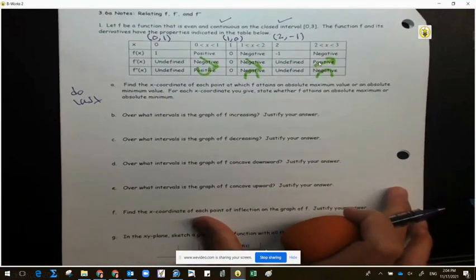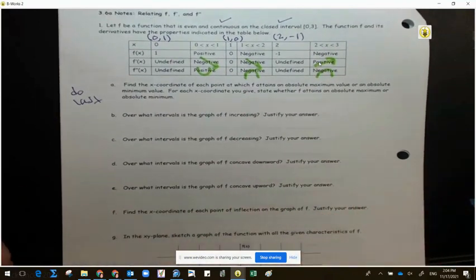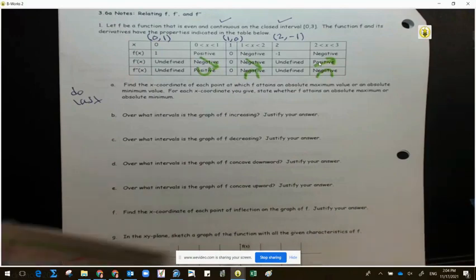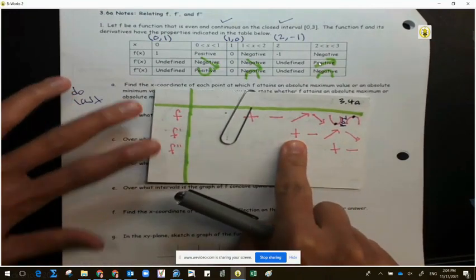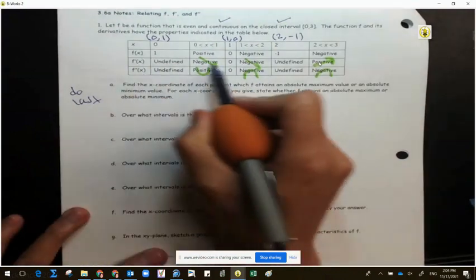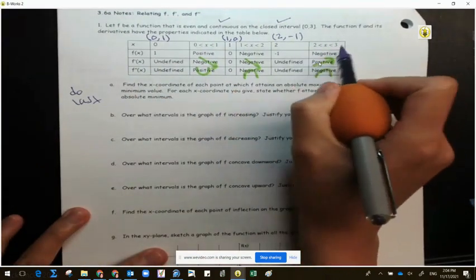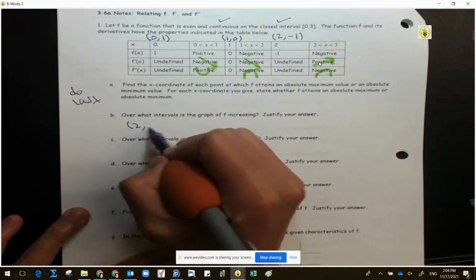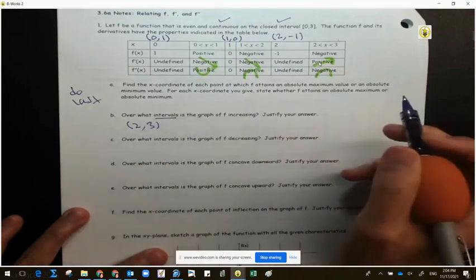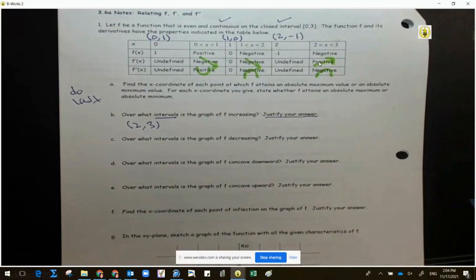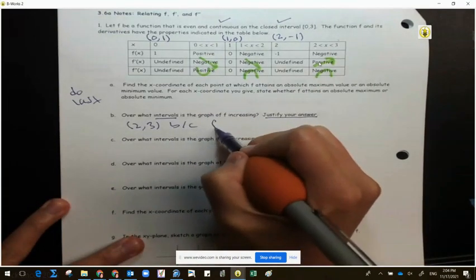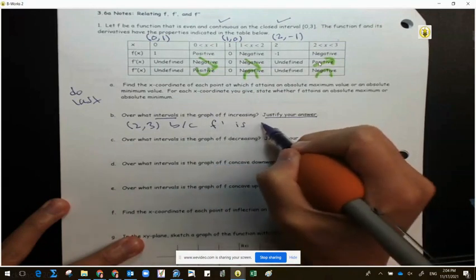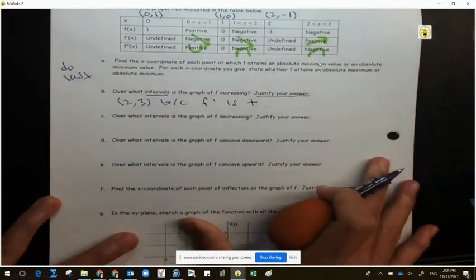Castro, read part B. Over what intervals is the graph of f increasing? Justify your answer. We know the original graph is increasing when f prime is what? Positive. We're going to find where f prime is positive. It is increasing on this interval, so let's write (2, 3). When you're justifying, I want you to tell me why. It is (2, 3) because f prime is what sign? f prime is positive.